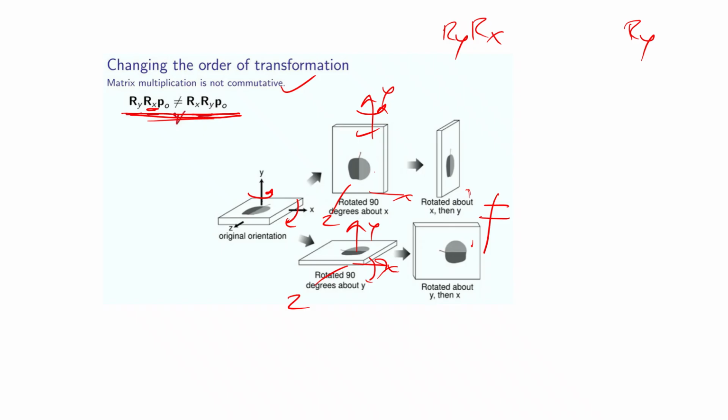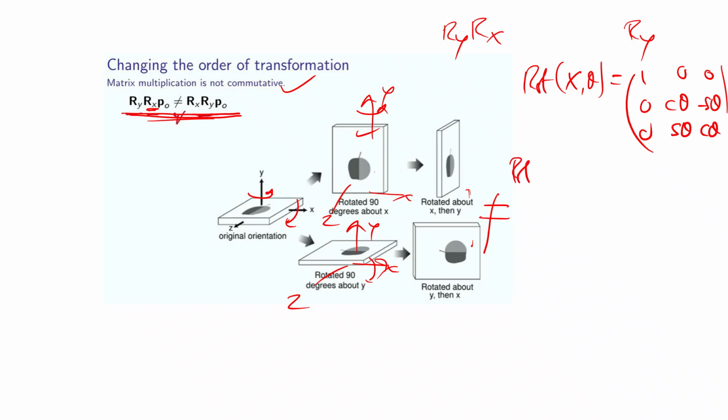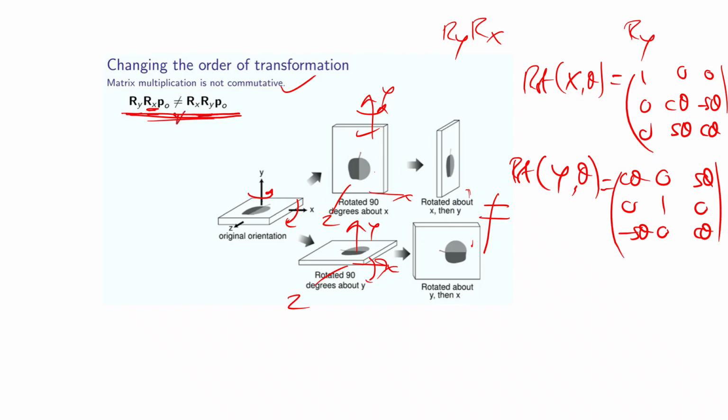Let's recollect: if you want to rotate the current frame with respect to the x-axis by an angle theta, what is the formula? Rows: 1, 0, 0; 0, cos theta, minus sin theta; 0, sin theta, cos theta. Remember this. For the y-axis: cos theta, 0, sin theta; 0, 1, 0; minus sin theta, 0, cos theta. For all these we have seen the proof. For the z-axis: cos theta, minus sin theta, 0; sin theta, cos theta, 0; 0, 0, 1.